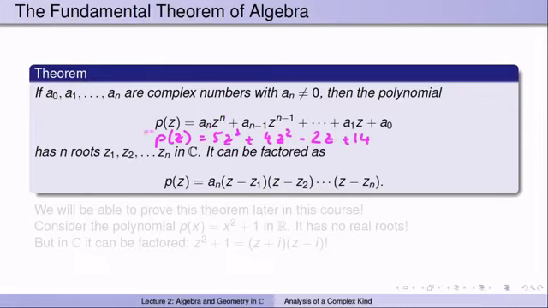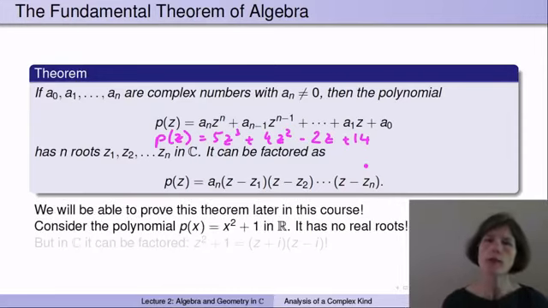So this is called a degree 3 polynomial, and this theorem says that such a polynomial has n roots, so in this case has 3 roots in z, so 3 z's for which p of z can be equal to 0. And it can be factored as an times z minus the first root, z minus the second root, and so forth. We'll be able to prove this theorem later on in this course. Now, in R, this was totally not true. This is a special fact about complex numbers. For example, look at the polynomial p of x equals x squared plus 1. So we have a degree 2 polynomial, but we're only considering it for real numbers and not for complex numbers.